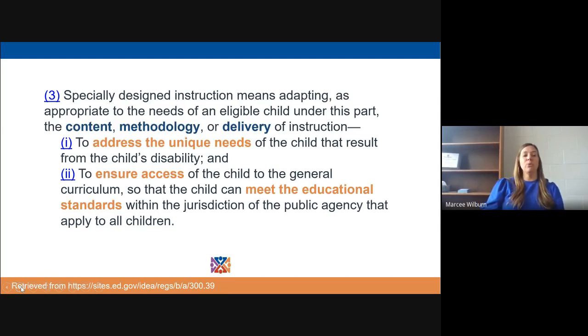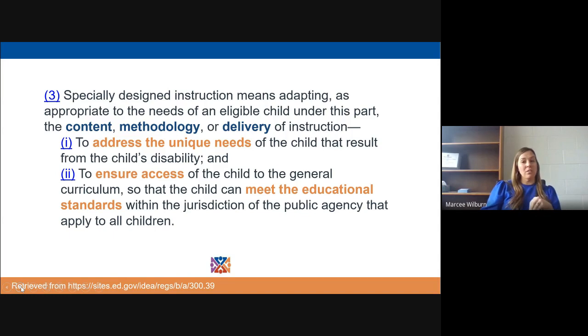So let's review really quickly. The what is in blue, as Shannon told us. As a special education teacher, when we're designing instruction for our students, we have the ability to adapt the content, the methodology, and the delivery. That's what we are going to do. Then when we talk about why do we need to do this for students who are eligible to receive services, it is because 1, we have to address their unique needs. Legally, we have to address their unique needs. We have to ensure they have access to the general education curriculum, which we got right off the beginning. And it's so that the child can meet the educational standards.